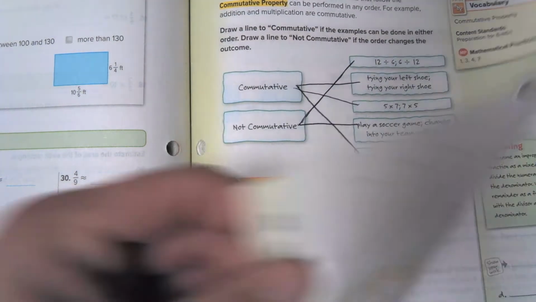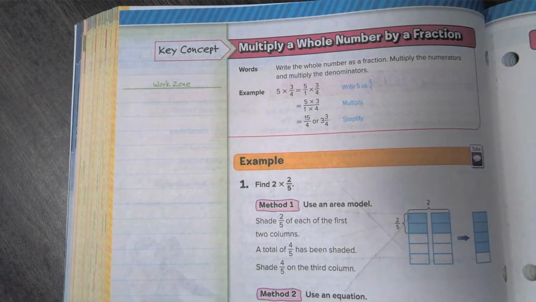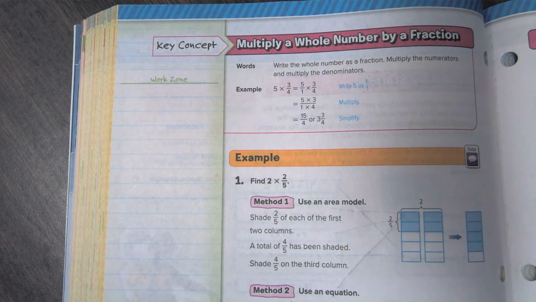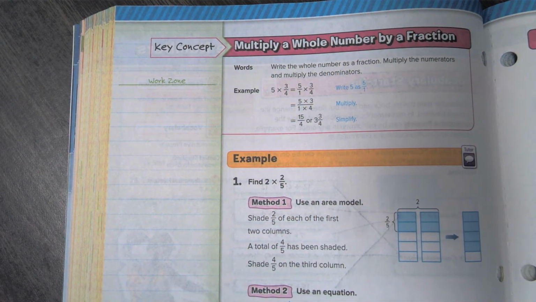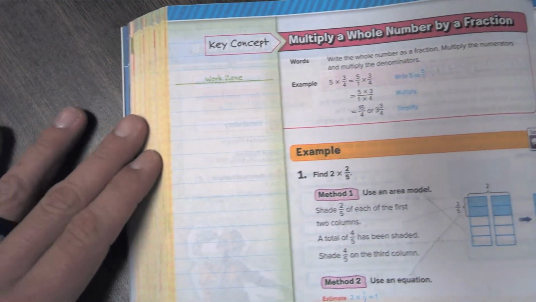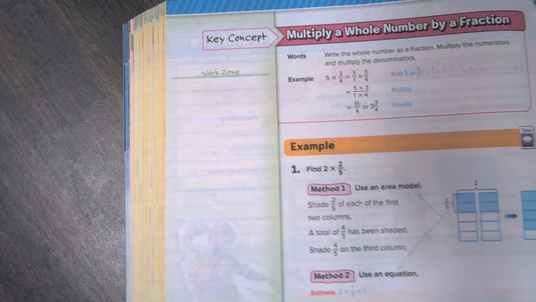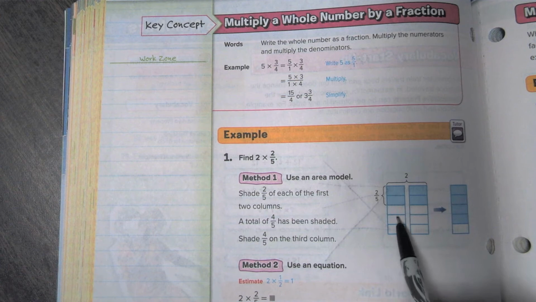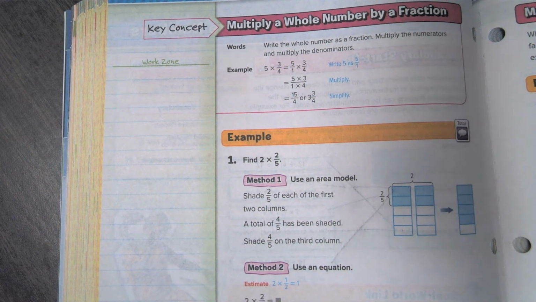Okay, let's go on to the next page. We're going to start off with multiplying a whole number by a fraction, so we're going to get 5 times 3/4. When you're doing this, remember, all whole numbers can be changed into a fraction over 1. If we look at example number 1 here, we have 2 times 2/5. You can use a model. They show it here: they have 5 squares on this one and 2 are shaded, but there are 2 columns because it's 2 times 2/5.